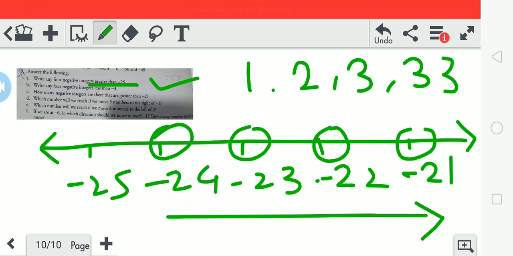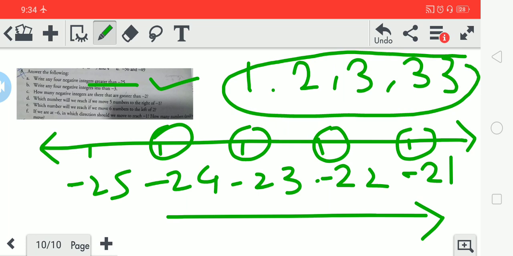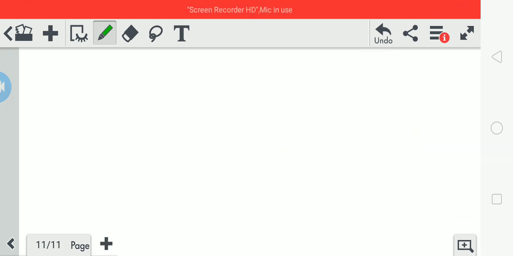Why? Because these numbers are lying to the right side of minus 25. Yesterday we learned that numbers at the right side of the given number will be the greater ones. Get it? Now, question number 8b was there.